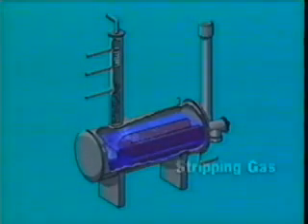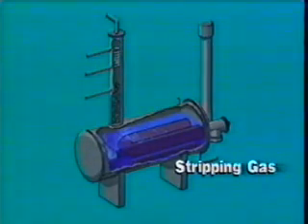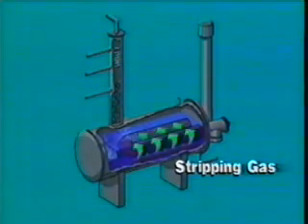Stripping gas is natural gas percolated through glycol being regenerated to help remove the water that cannot be removed by the distillation process. In some systems, the gas is percolated through the glycol inside the reboiler. In other systems, there is a stripping column located between the reboiler and the surge tank.